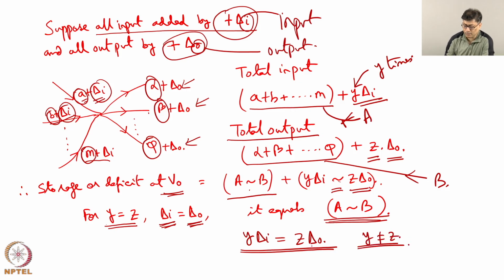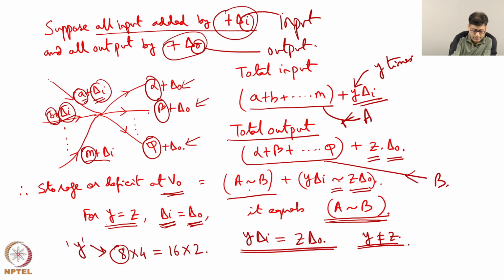Here y and z are whole numbers. Just to give an example, 8 multiplied by 4 is equal to 16 multiplied by 2. Here 8 can be y, that means 8 edges are there. There are 8 edges through which V0 input is happening, and this 16 is the number of edges through which the outflow is happening. These are the outflow edges. So this can be z.